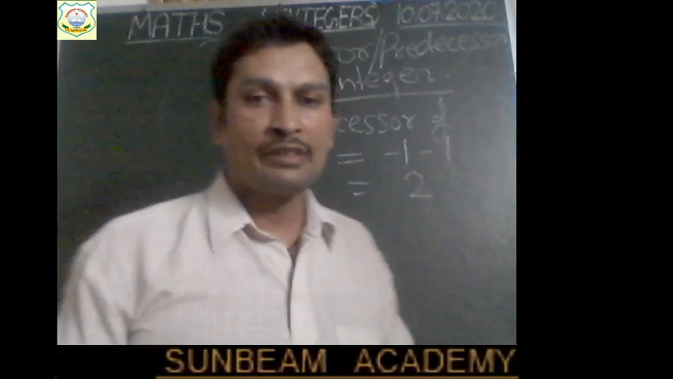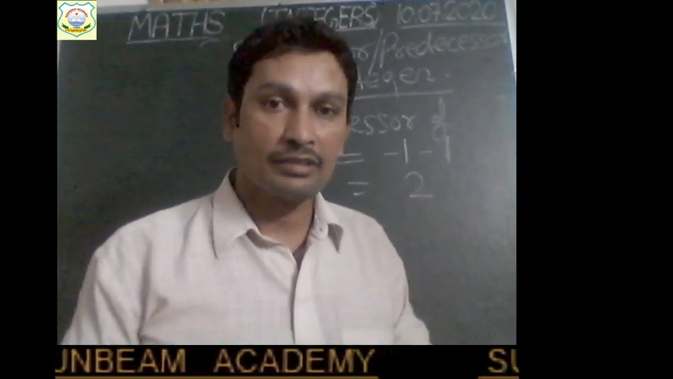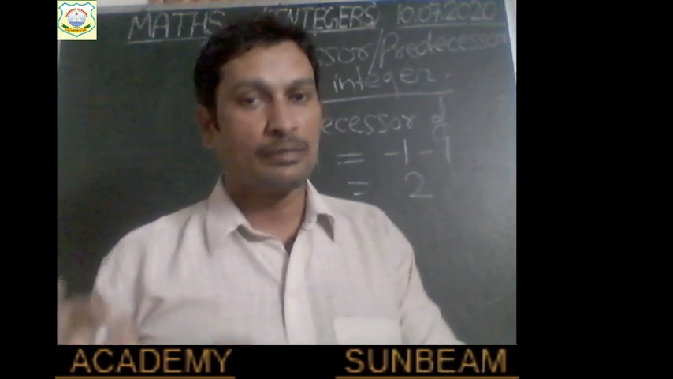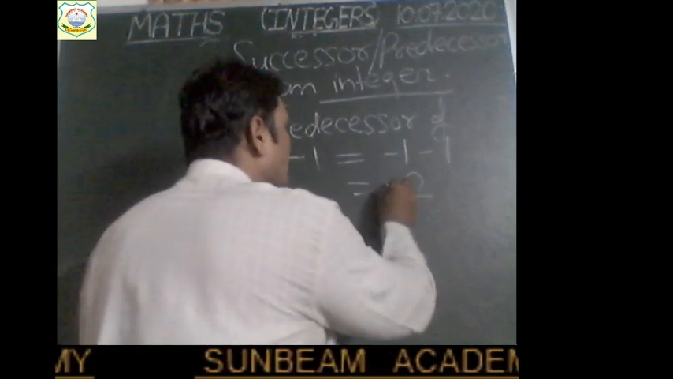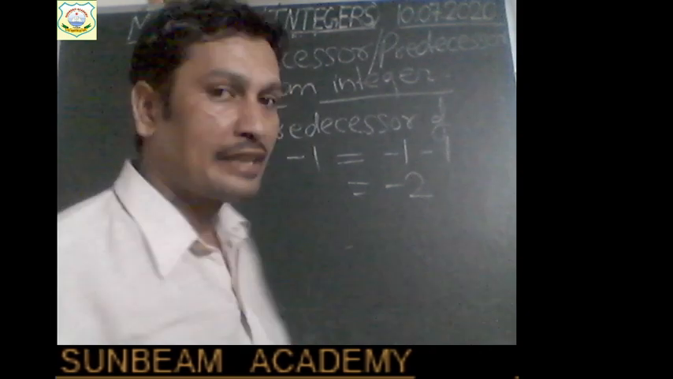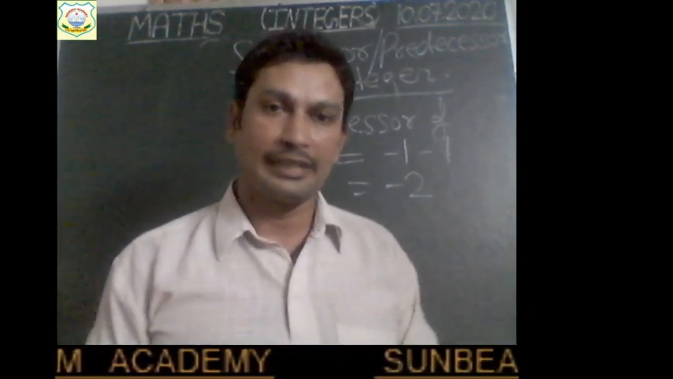So the sum of negative integers is always negative. The sum of positive integers is always positive. So here you will put a minus sign because you are adding negative integers. So the result will be negative.